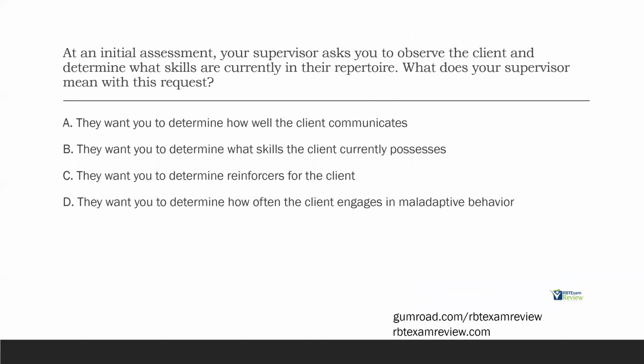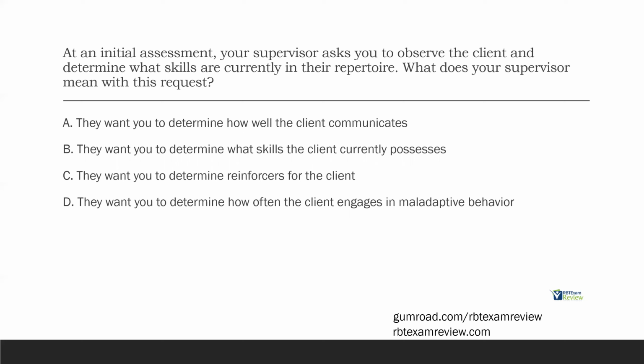Your supervisor asks you to observe the client and determine what skills are currently in their repertoire. What does your supervisor mean with this request? So what is your supervisor asking you to do? The key word here is repertoire, okay? What do they want you to look at when we're looking at a repertoire?